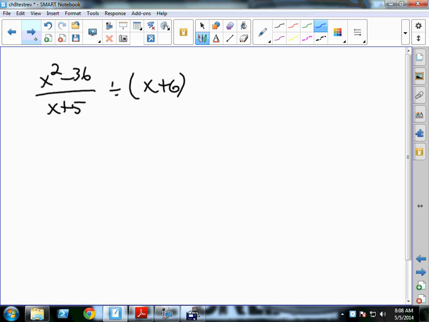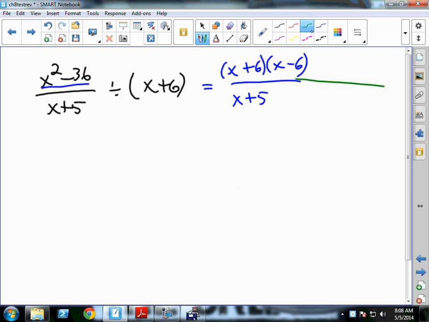Well, here's another one. Again, factor and cancel. x squared minus 36. We have an albino in the room. x plus 6, x minus 6. That's all over x plus 5. I like to say let's make a big fraction out of this. So I'm just extending my fraction bar now.